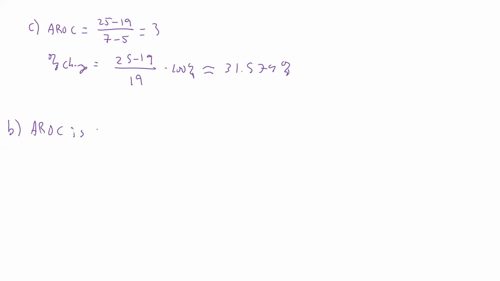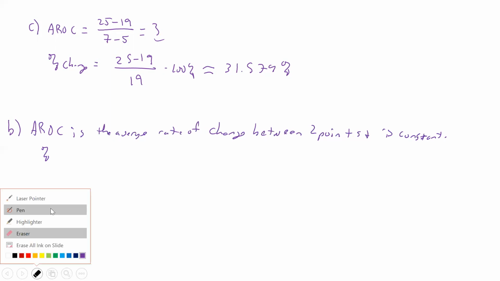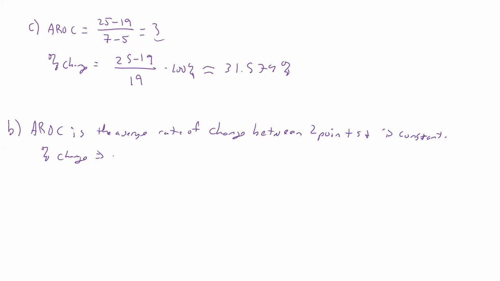And so the AROC is the average rate of change between 2 points and is constant. Okay, because we always had 3. All right. But what do we see about the percent change? The percent change varies as we move to the right and or left.